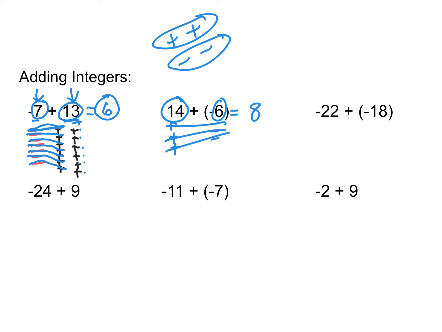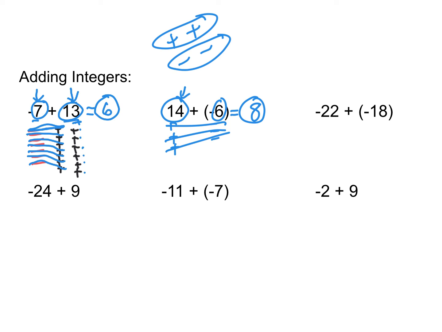So same signs add and keep. Different signs subtract. I subtracted. Keep the sign of the higher number, then you'll be exact. 14 was higher than 6. 14 is positive. My answer will be positive 8. Let's do the next one.